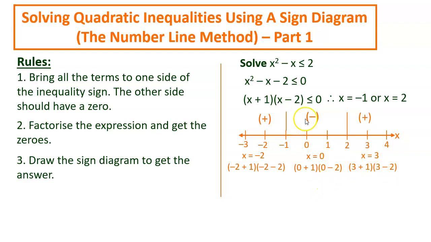Okay. So since we need a negative product, this is the middle region which is giving us the x values which will be making the product a negative number. So this is the middle region. This middle region is our answer. So our answer will be, and since the equality sign is also included, we have to include the equality sign also in our answer. So it is x is greater than or equal to negative 1, but is less than or equal to positive 2. This is our final answer.